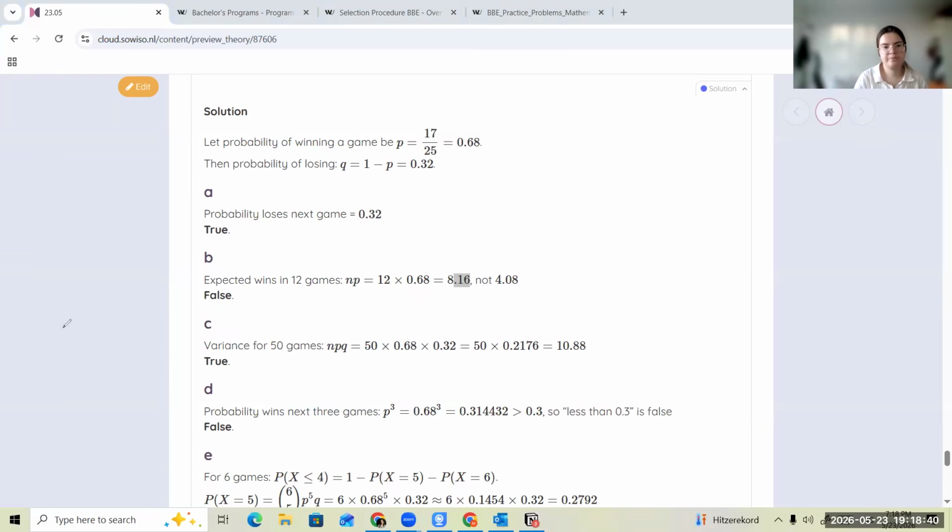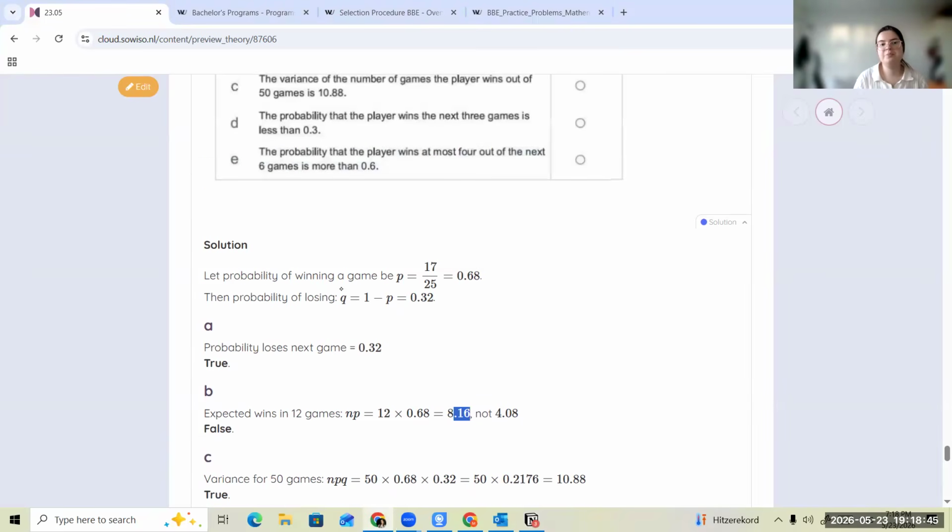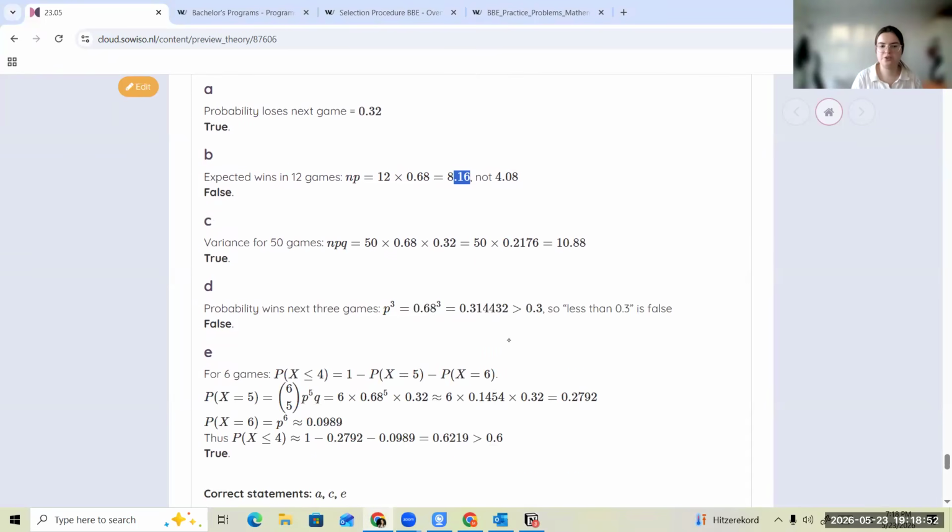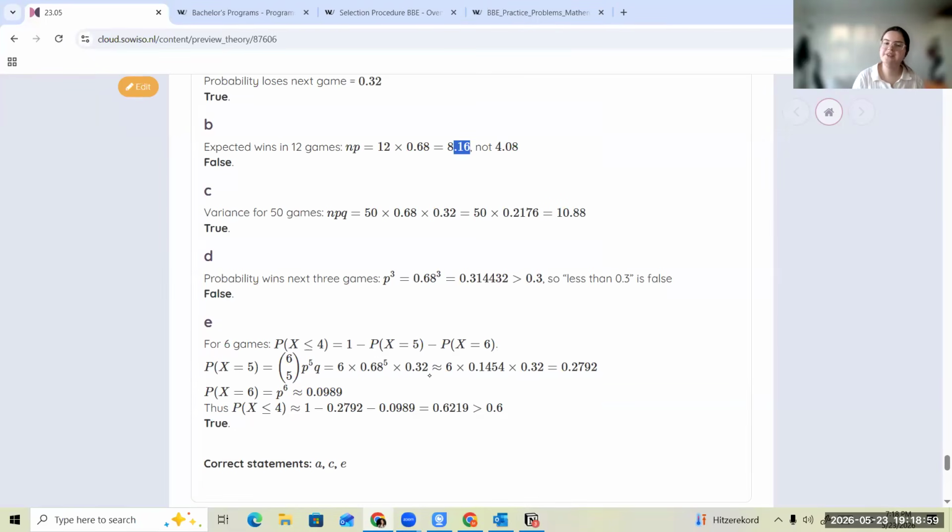And then the last one: the probability that the player wins at most 4 out of the next 6 games is more than 0.6. So at most 4 means either 0 wins, 1, 2, 3, or 4 wins. This is when using the complementary event rule makes a lot of sense. This is what you want, and this is what you don't want.